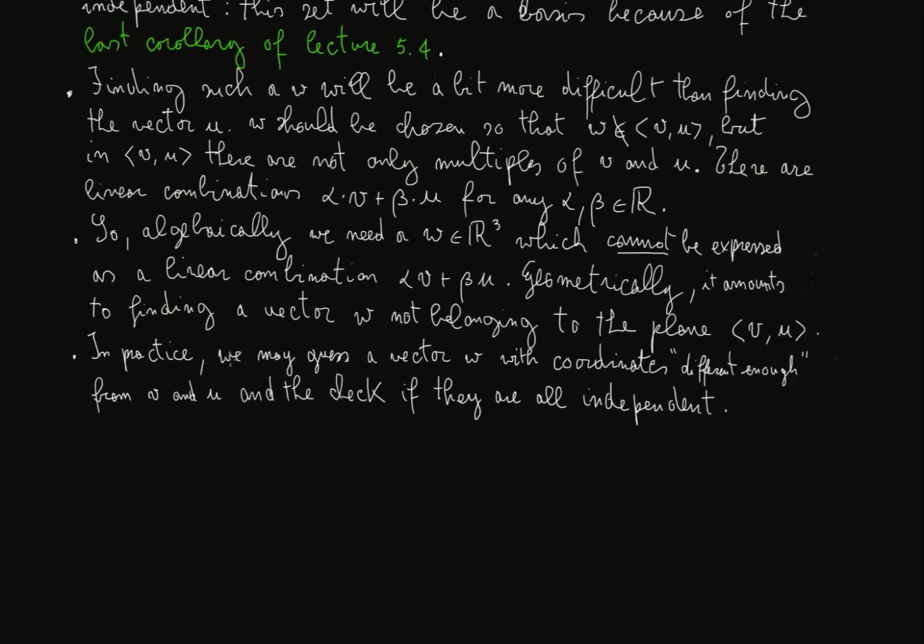But at this point, we may just try to guess a vector W with coordinates that are, in a sense, different enough from V and U, and then next step, check that the set of V, U, and W will be all linearly independent. This can be pretty easily done, but at this point we don't really have a specific algorithm that provides us a W satisfying this property automatically.